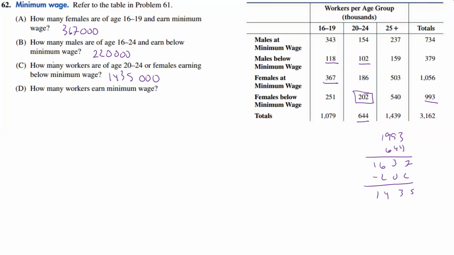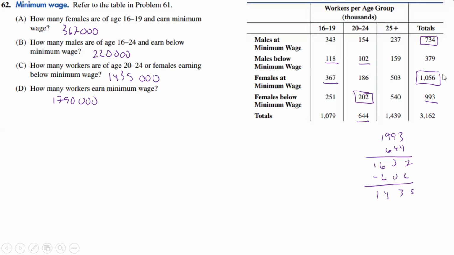All right. So now how many workers earn minimum wage? Okay. Male's minimum wage is 734. Female's minimum wage is 1,056. And so if we add those together, it looks to be 1,790,123. So there's going to be that many workers that earn minimum wage, females and males combined. Okay. So that's how we would do that one.